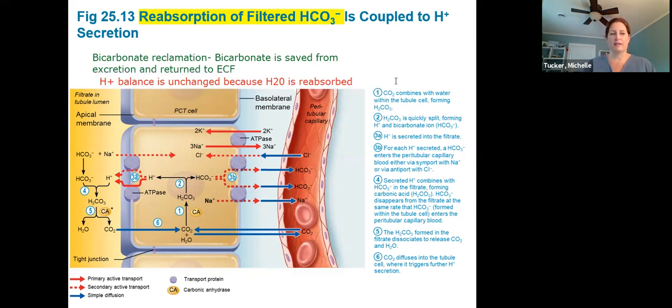So how can you tell that this graphic is about bicarbonate reclamation? You can tell because we start with the filtrate, and here is the bicarbonate, and then you end up with a bicarbonate following the pathway through the cell and then back to the peritubular capillary. So if you trace the bicarbonate, it is going to return to the peritubular capillary.